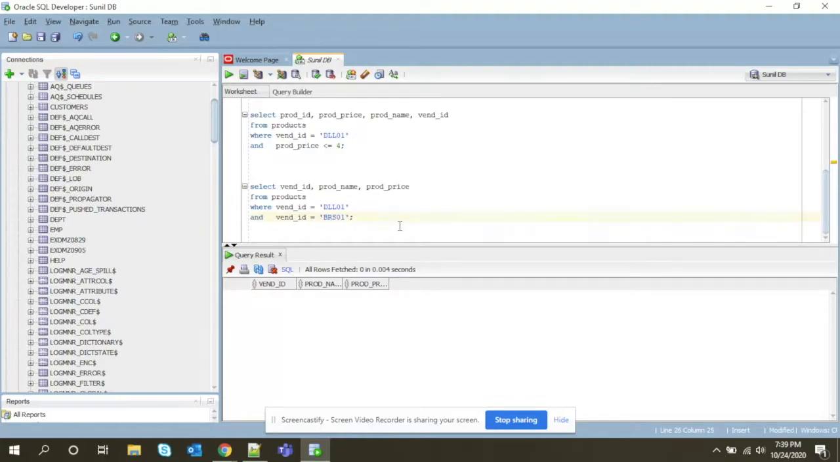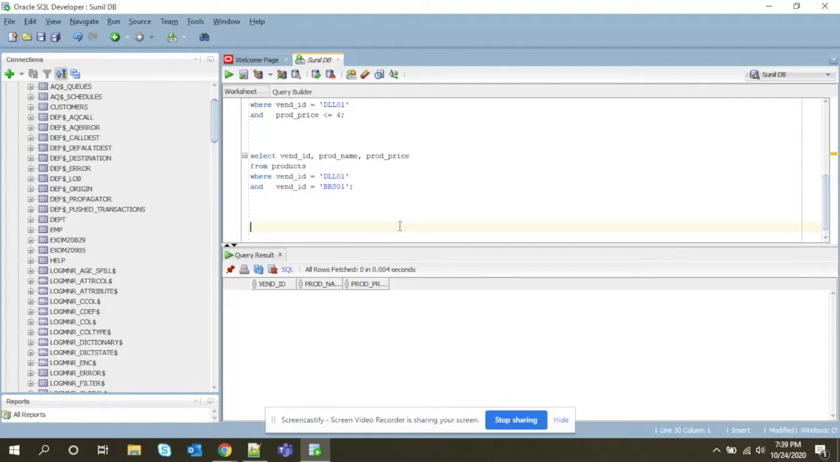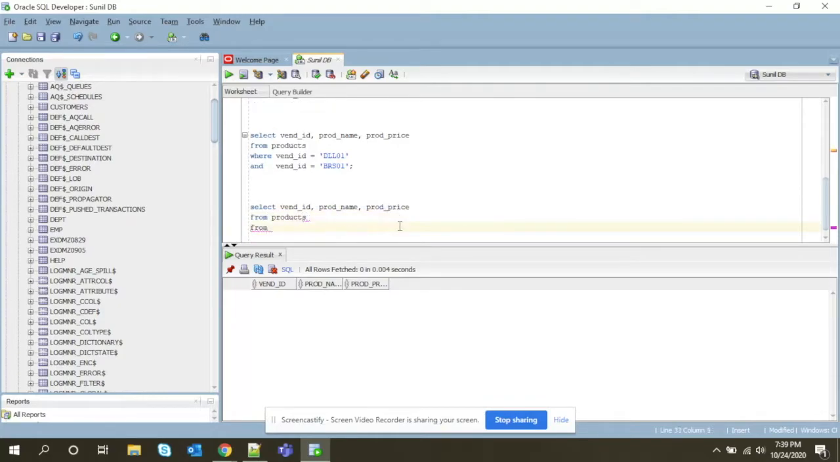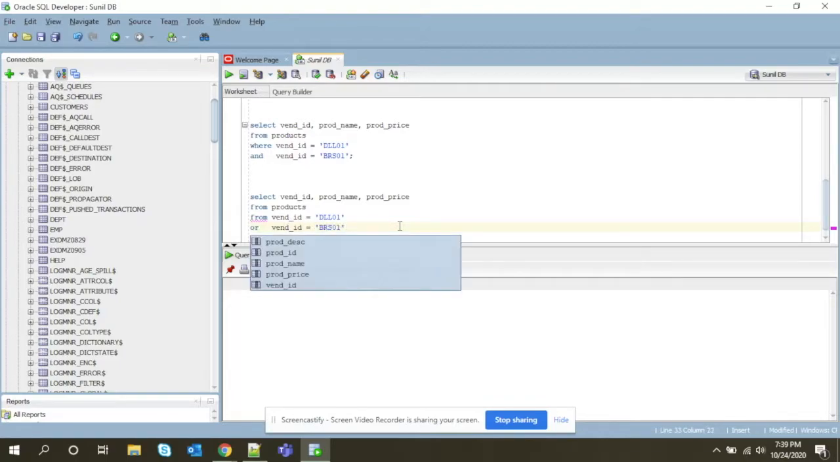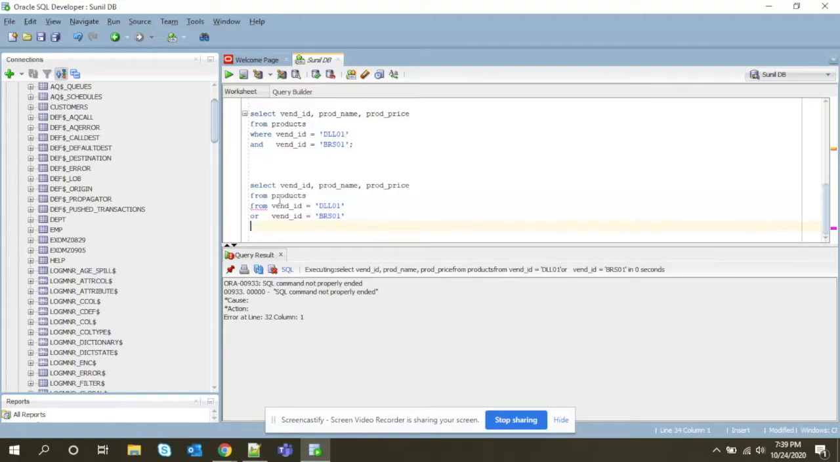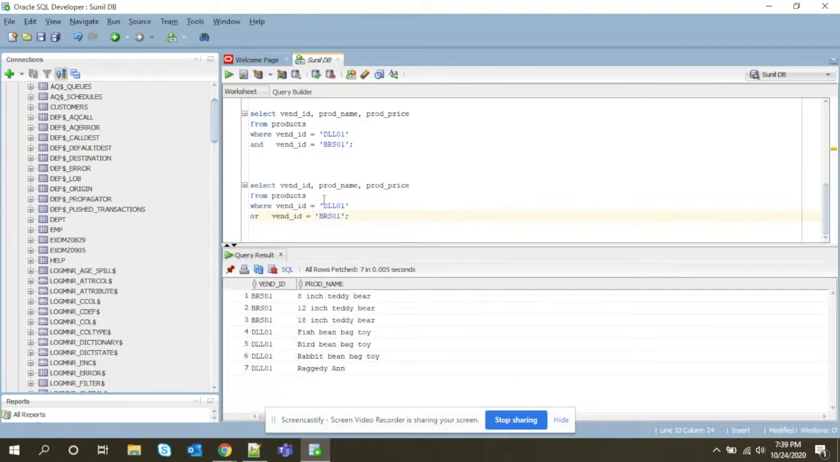So there is something called an OR operator. If I tried that again: prod name, prod price, from products, where vend ID equals DLL01 or vend ID equals BRS01. That means it'll bring back all the data from these columns where the vendor ID is DLL01 or the vendor ID is BRS01. This is where you need to make sure you add a semicolon and write your SQL properly. Okay, so see, the result is data from BRS01. These are the first 3. And then DLL01. The reason it brought back the data from both of these vendor IDs is because I did vend ID equals DLL01 or vendor ID equals BRS01.